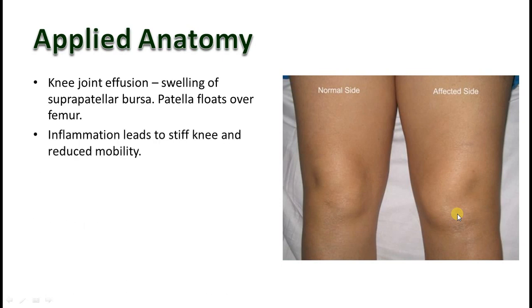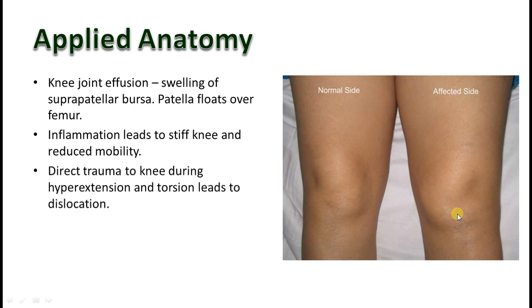So the knee becomes stiff and the mobility is reduced. You won't be able to move the knee joint. There is reduced mobility. So mainly any direct trauma to the knee.